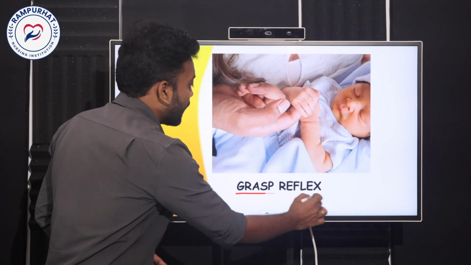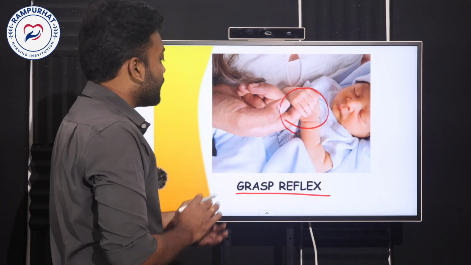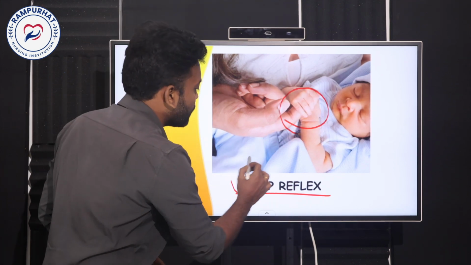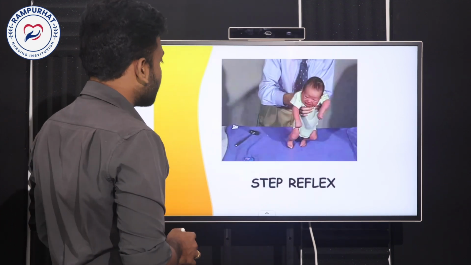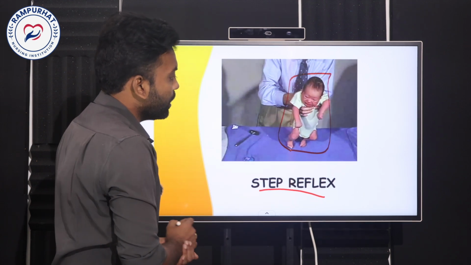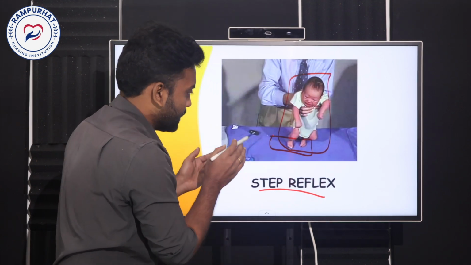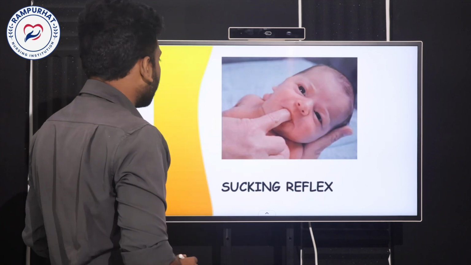The next one is the grasping reflex. How the baby holds something is called the grasping reflex. If the grasping reflex is there, the baby is neurologically fit. The next one is the step reflex. Once the baby is in a standing position, the movement will be stepwise, and that is called the step reflex. If it is there, the baby is absolutely perfect.